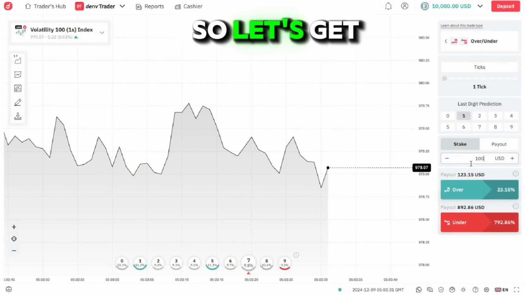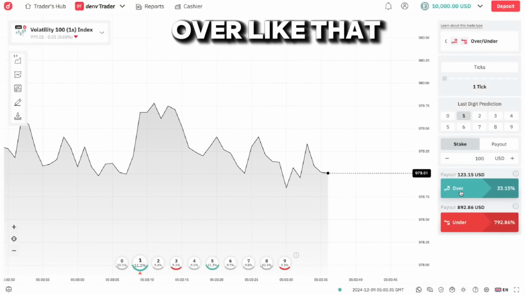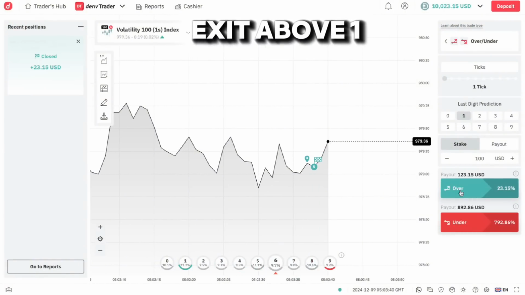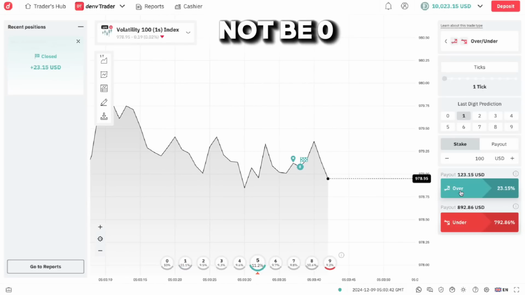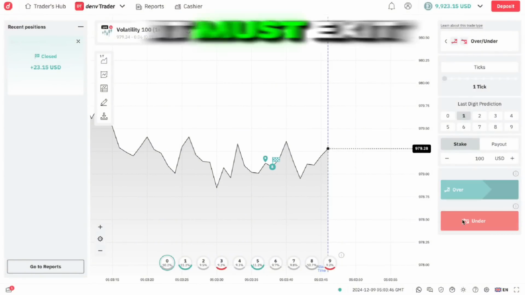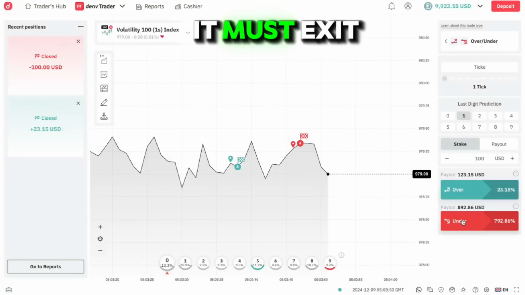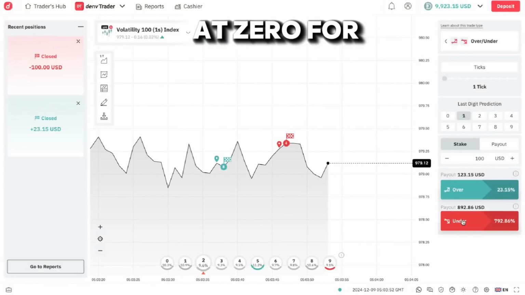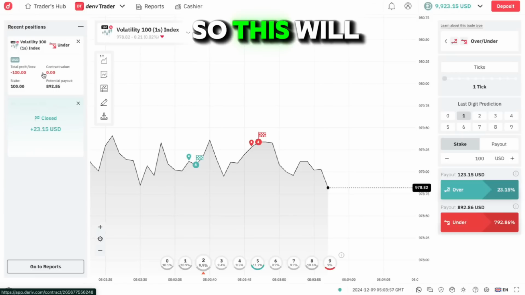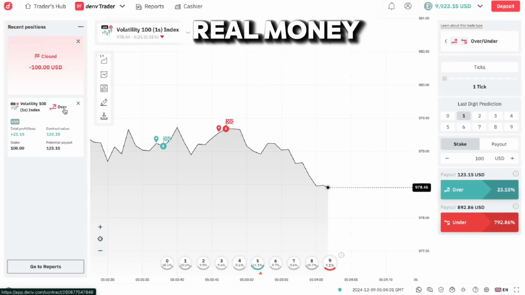So let's get started. As I said, if I click over like that, the number must exit above 1. So it must not be 0, it must not be 1 for me to win. If I press under, it must exit at 0 for me to win. And that is why I lost $100. So this will be real money on your account. Note that this will be real money.